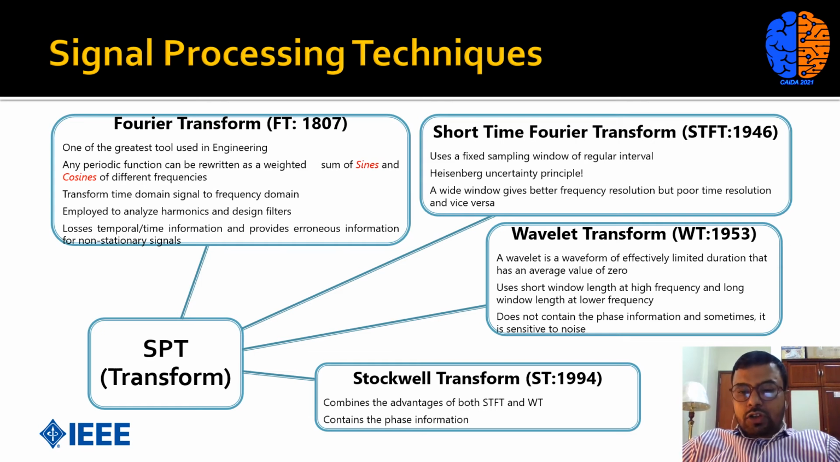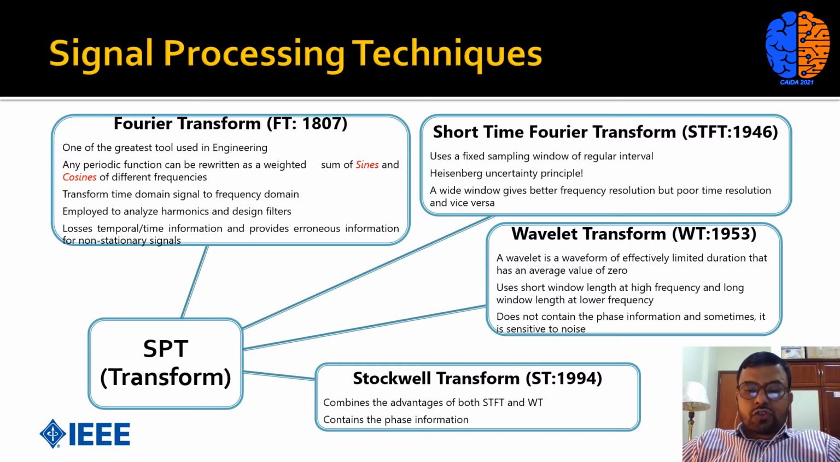Now let us have a quick look at different signal processing techniques. For example, the Fourier transform. It is one of the greatest tools used in engineering applications. However, it cannot deal with non-stationary signals like power system signals as it loses temporal information. In response, to deal with the non-stationary signals, the short-time Fourier transform was introduced. However, it faces resolution issues as it uses a fixed sampling window of regular interval.